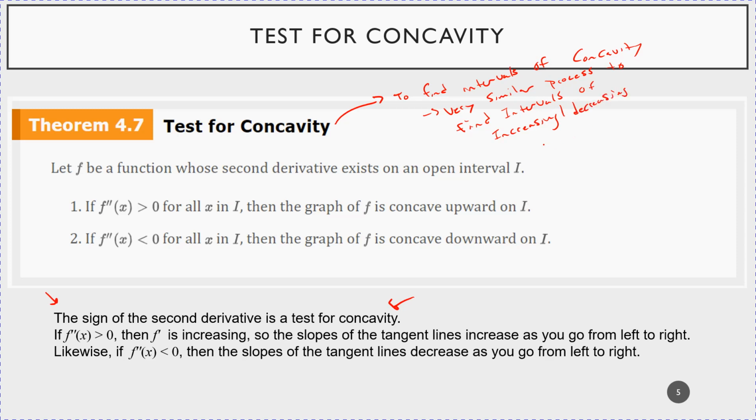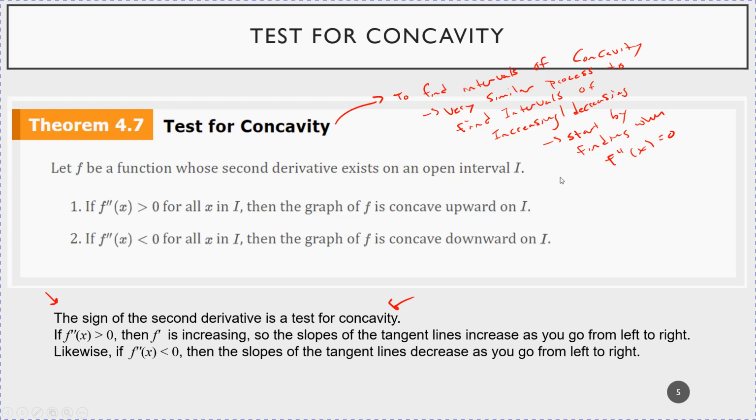Very, very similar. What we're going to do is start by finding when f double prime of x is equal to 0. Then we're going to use those values to carve up an interval to test for concavity. What you're going to notice with some of these examples over the coming lectures is that finding the second derivative, if it's a polynomial function, is pretty easy. But then I'll do an example with a rational function, and maybe it's not so easy.